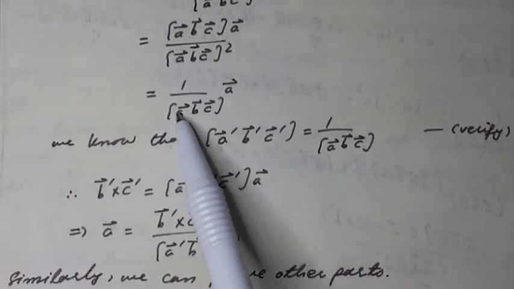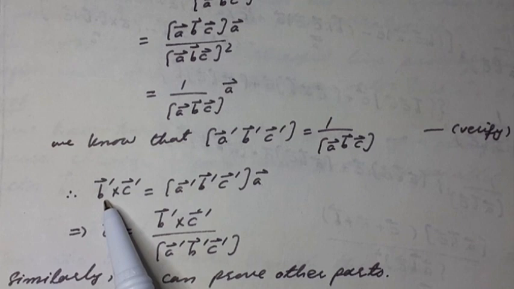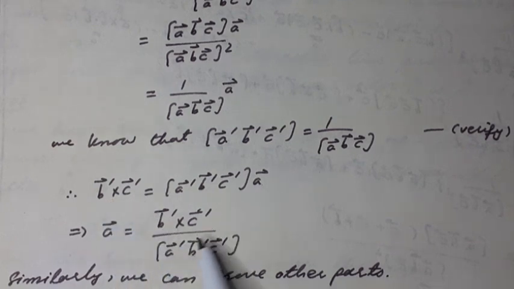Therefore, b' × c' = [a' b' c'] a, and it can be written as a = (b' × c')/[a' b' c']. Similarly, we can prove the other parts. Do it yourself.